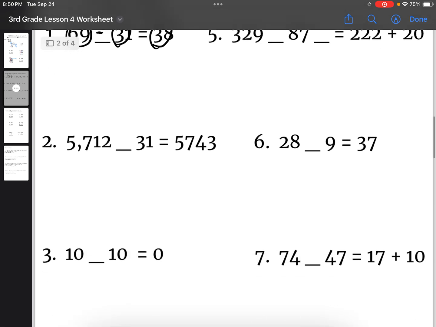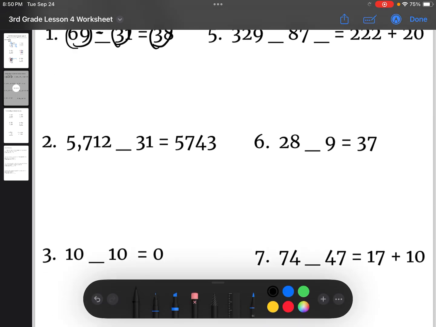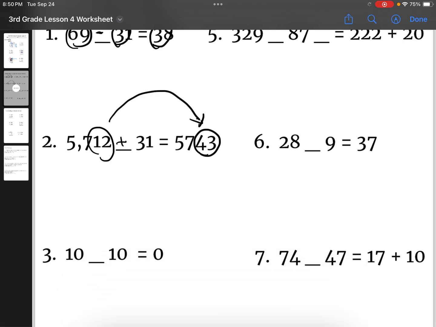Now we could do the same thing for something like 2. In number 2, we see 5,712 blank 31 equals 5,743. Now, if we look at the last digits, 43 and 12, you can't get from 12 to 43 by subtracting, which means this must be adding. So you can use common sense to do these.